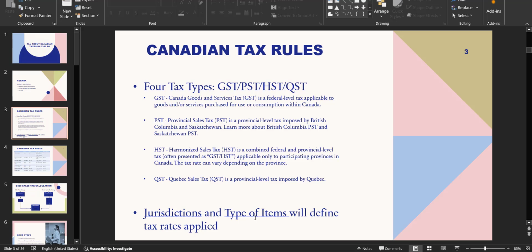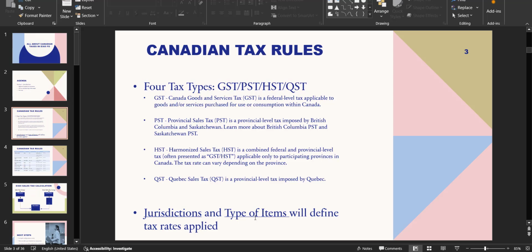It's no longer HST. Same thing, if I purchase items from Alberta, which is a region only charging GST, then in that case, my Ontario HST is no longer valid. I only have GST applied in this case. Okay, so we're going to cover more with real life examples to help you understand the different use cases and scenarios, what's the rate and how it's calculated in the following episode.